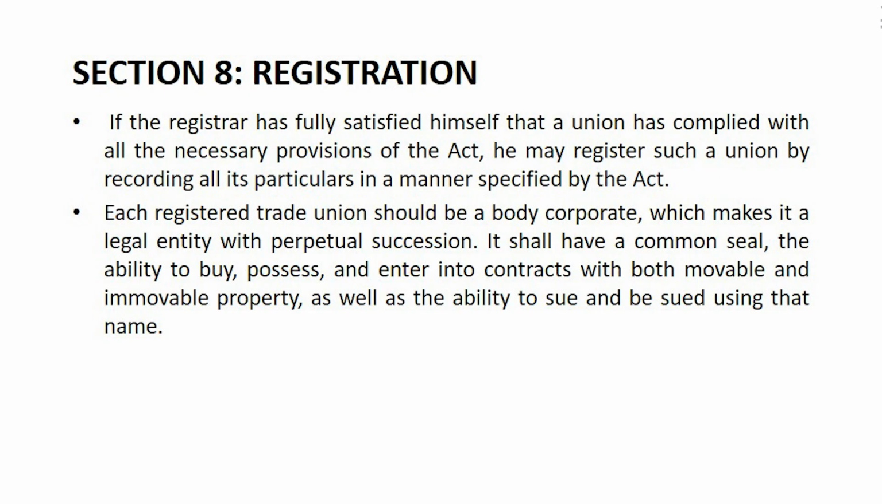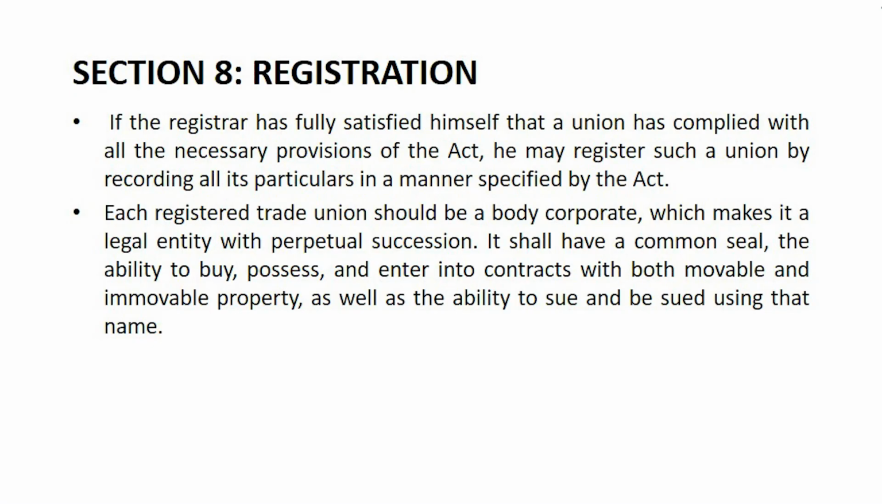When we are talking about the position of the registrar and the position of the trade union, it is because the trade union is a legal entity and has perpetual succession. It is a body corporate. The trade union has a common seal, and through the trade union we can buy or possess movable and immovable property, and the trade union can sue and be sued by others. So, if the registrar is okay with all these things and is satisfied with the compliance made by the trade union, the registrar would make the registration.